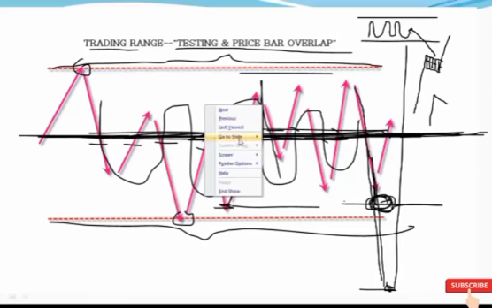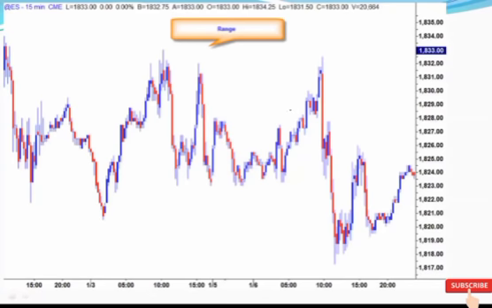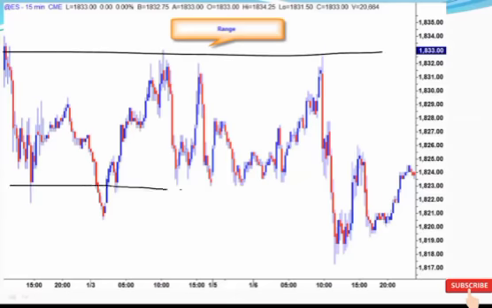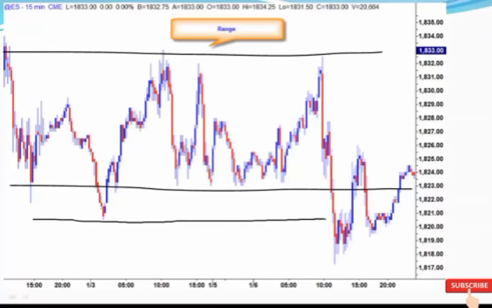So I'm going to show you some examples. All right, where would we establish our range? We could see right across here, here's a range high. We can see right across here, here's a range low. We can see right across here is a range low. And we also have some stuff up here.